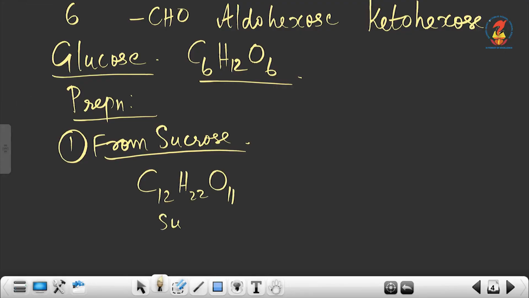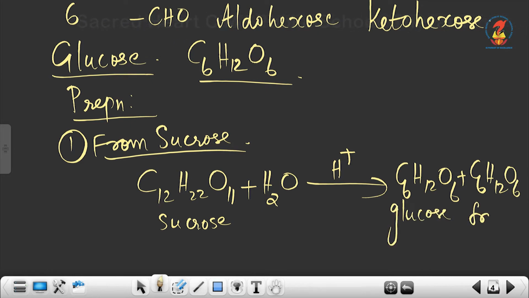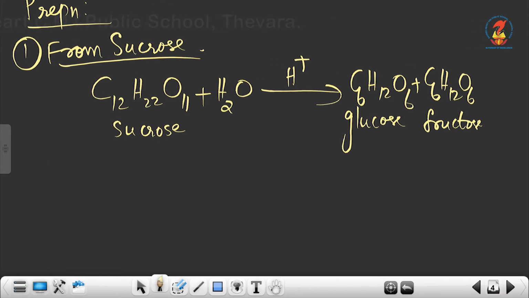C12H22O11. This is sucrose. On hydrolysis, in presence of acid H+, you get glucose plus fructose. Always write the names glucose and fructose under the molecular formula. So, this is the preparation of glucose from sucrose.